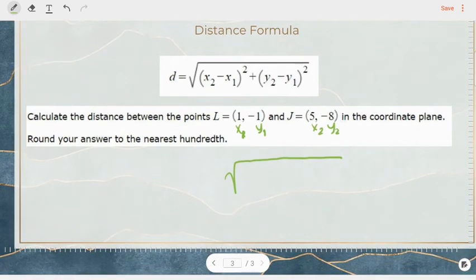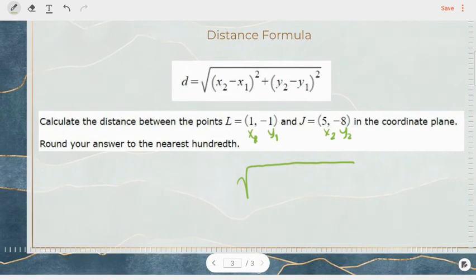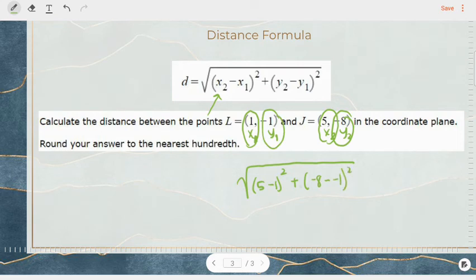Square root of. Always go back to your formula and copy it down. So parentheses, x2, find it in the points, 5, minus x1, 1 squared, plus y2 is -8, minus -1 squared. 5 minus 1 is a grand total of 4. -8 minus a -1 means I add 1, so that is -7 squared.